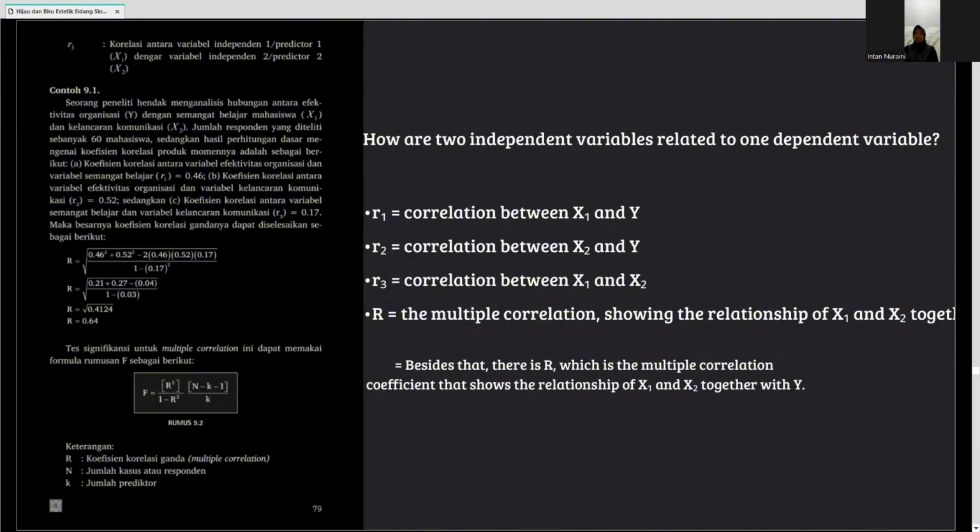Relationship between independent and dependent variables. In research, there are two types of variables: independent variables and dependent variables. Independent variables are the factors that influence an outcome. The dependent variable is the result that is influenced by those factors. The purpose of correlation analysis is to measure how strong the relationship is between the independent variables and the dependent variable.